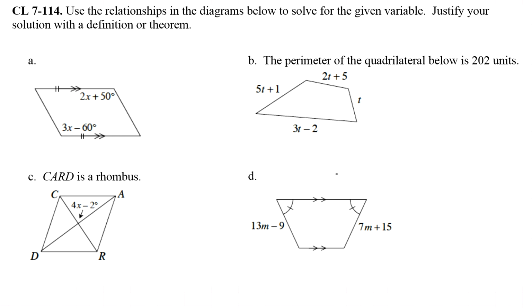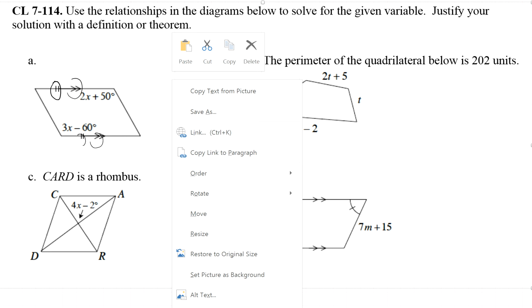Alright, so looking at A, I've got a parallelogram, it looks like. I know it's going to be a parallelogram. I have one side that's congruent and one side that's also parallel, and because we have these together, then I know this has to be a parallelogram. And so in a parallelogram, opposite angles are congruent.